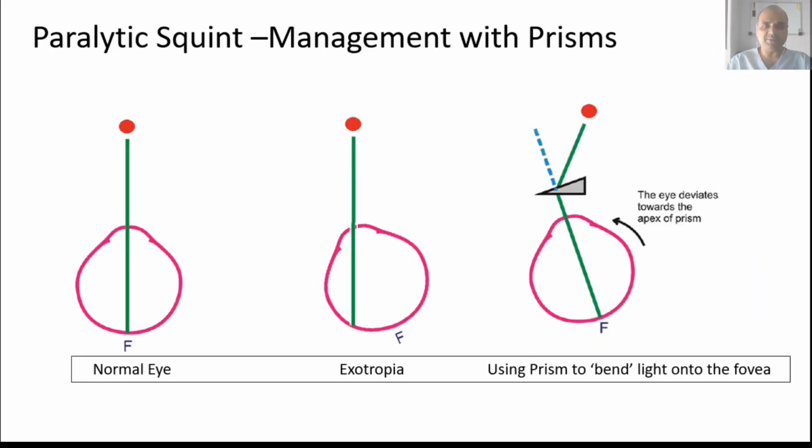So this is how prisms work. This is a normal person who has no squint, so the light is falling on the fovea. This is a person who has an exotropia, so the light is no longer falling on the fovea. So we give him a prism, and prisms divert or deviate light towards their base. So apex in the direction of the squint is the rule, and the light would be deviated towards the base of the prism, so it would focus on the fovea again, which would minimize diplopia.